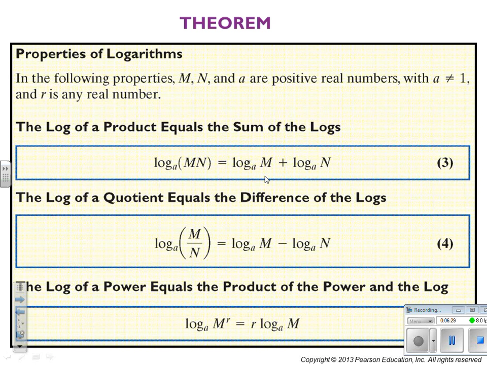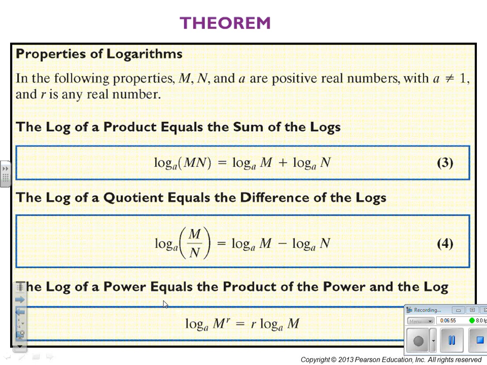Same here with logarithms. And it's the same when you do quotients. Log base a of m over n is log base a of m minus log base a of n. So when I have division inside my logarithm, do not be fooled. If it's log base a of m over log base a of n, that is not the same thing as what we have here.